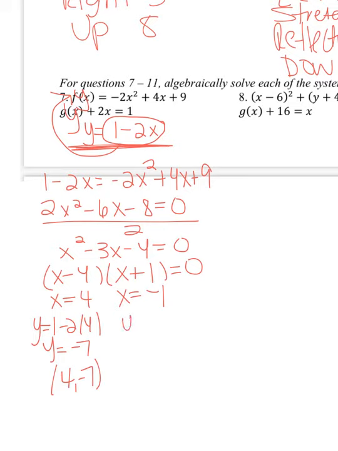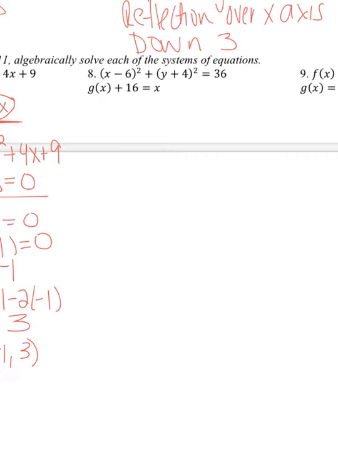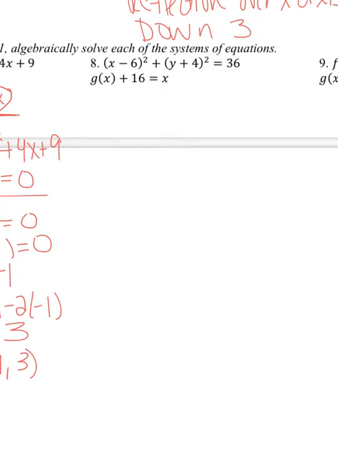The other one, y equals 1 minus 2x. That would be 1 plus 2 is 3. So this point is negative 1 comma 3. Okay, so 2 parts to your answer for number 7. Number 8, this is a circle and a line.